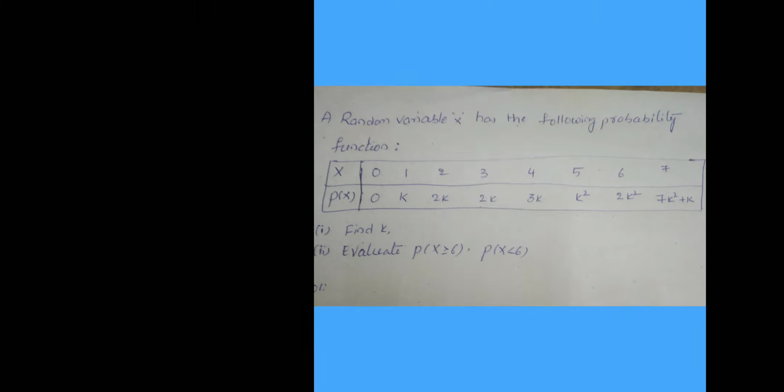That is the first thing. And the total probability equals 1. That means the range of x is 0 to 7. The total probability mass function equals 1. So we have to simplify that. So p of x equals 0 plus p of x equals 1 plus up to p of x equals 7 equals 1.